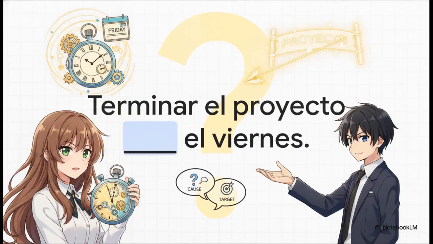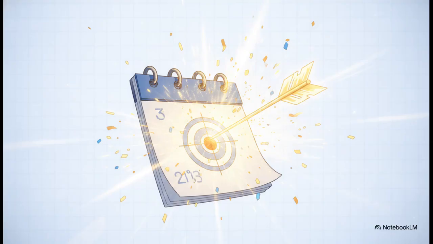Okay, last one. Make it count. Mini practice 3. Necesito terminar el proyecto blank el viernes. I need to finish the project by Friday. Ask yourself, is Friday a cause or is it a target? Take 3 seconds. You nailed it. The answer is para. Friday is a deadline. It's a specific point in time in the future that you are aiming at. Deadlines are always future-facing targets. So para is your absolutely essential go-to preposition here.